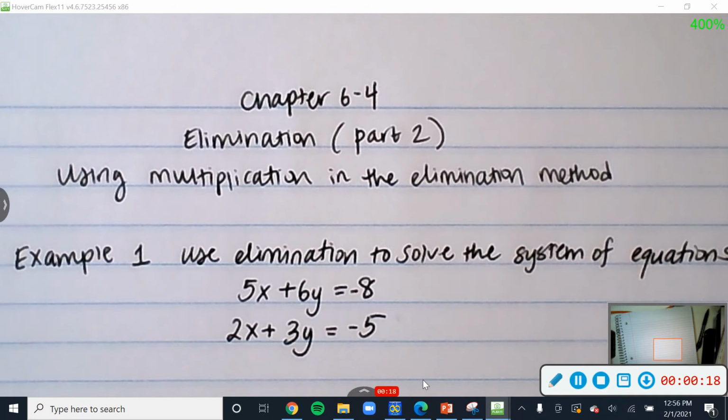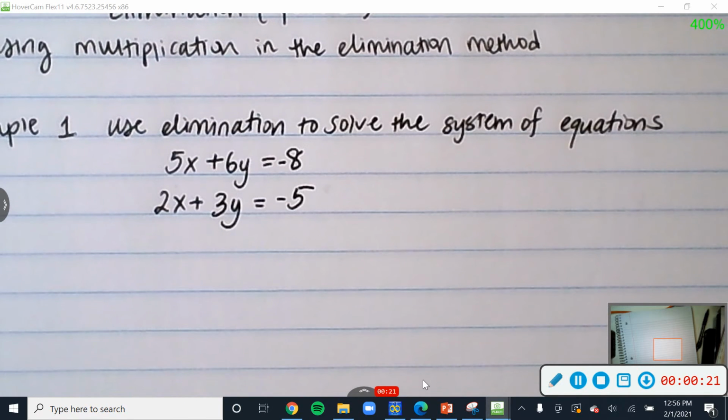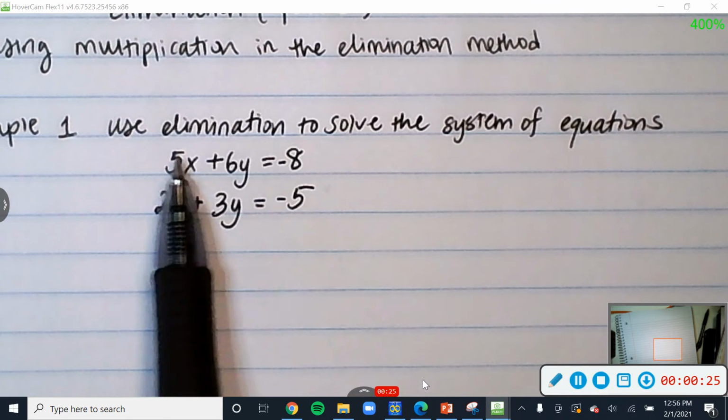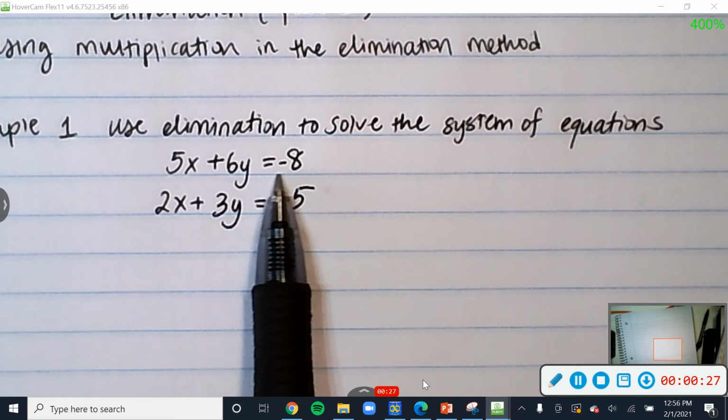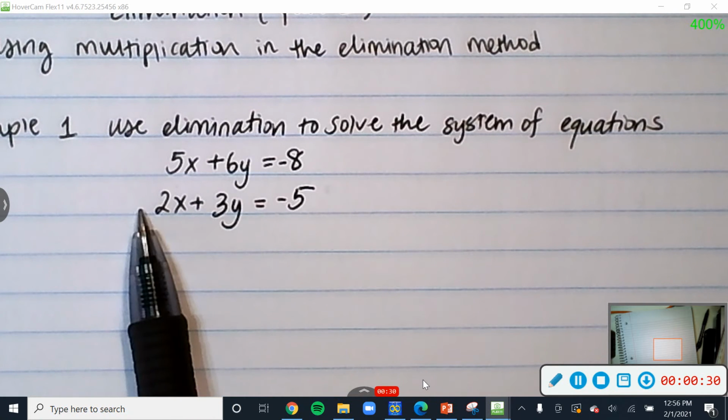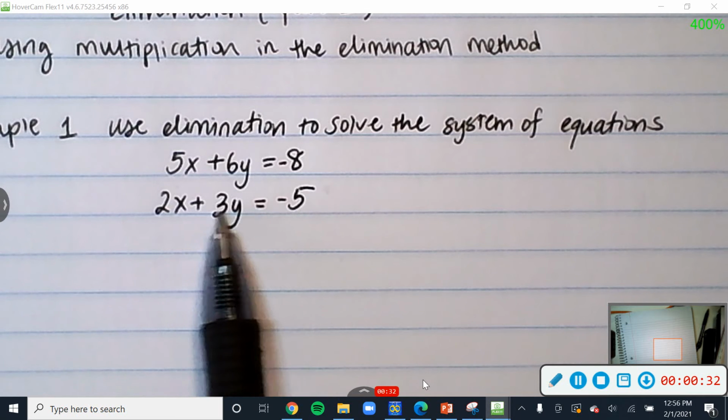So let's take a look at our first example here, example 1. We want to use elimination to solve the system of equations. We have 5x plus 6y equals negative 8, and 2x plus 3y equals negative 5.